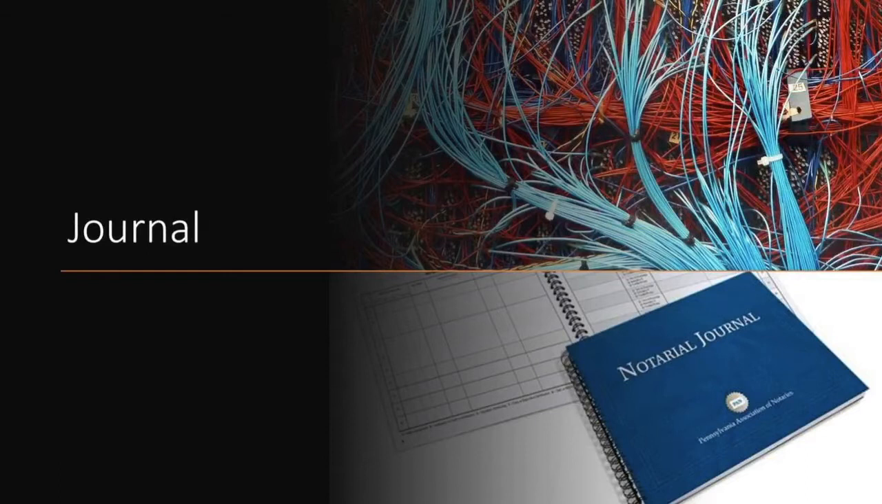All notarizations must be recorded in a journal. A notary is permitted to have a separate journal for paper notarizations and for remote online notarizations. Some of the technology vendors include an electronic journal. The law requires that the electronic journals be tamper evident.